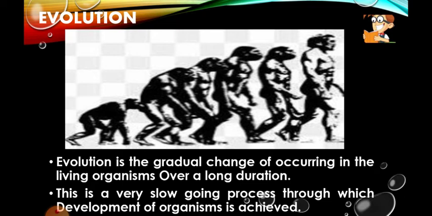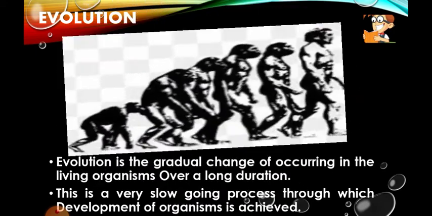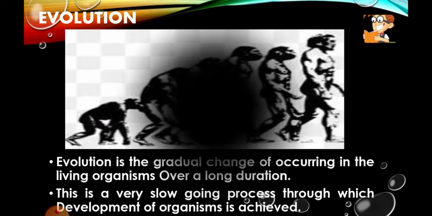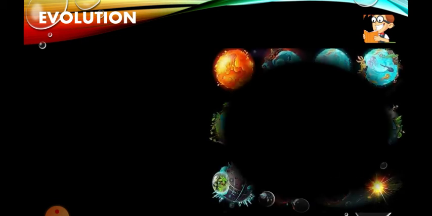If it was a very fast change, then it wouldn't have been highly developed. Okay, since it's a slow going process or a gradual change, the development which is seen in all the organisms is perfect. Is that clear? So this is regarding the short definition of evolution.